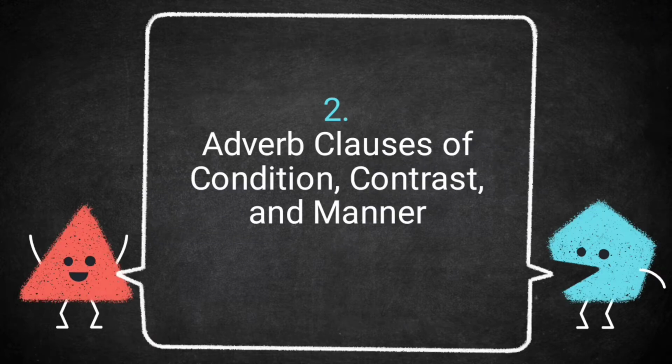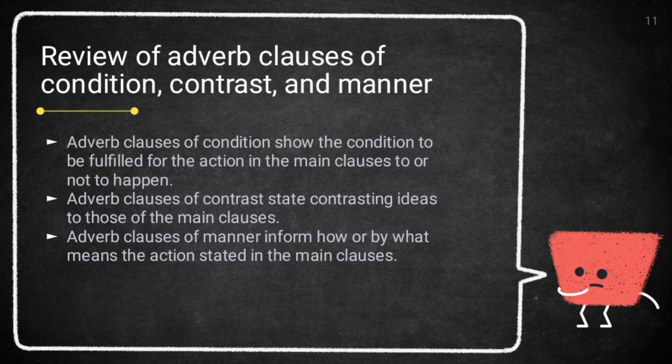For the second type, there are adverb clauses of condition, contrast, and manner. Adverb clauses of condition show the condition to be fulfilled for the action in the main clause to happen or not to happen. Adverb clauses of contrast show ideas contrasting with those of the main clauses. And adverb clauses of manner inform how or by what means the action stated in the main clauses happens.